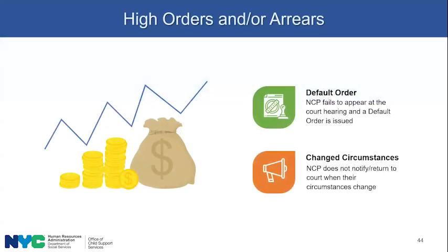Okay. Issues typically begin because, first, an NCP fails to appear at their court hearing and a default order is issued, and/or the NCP does not notify or return to the court when they experience a change in their circumstances or appear in court when requested. Now, this is where you, as community partners, can communicate that it's in the NCP's best interest to continually engage with the process. And one important way they can do that is to modify their order when their financial circumstances change. Next slide.